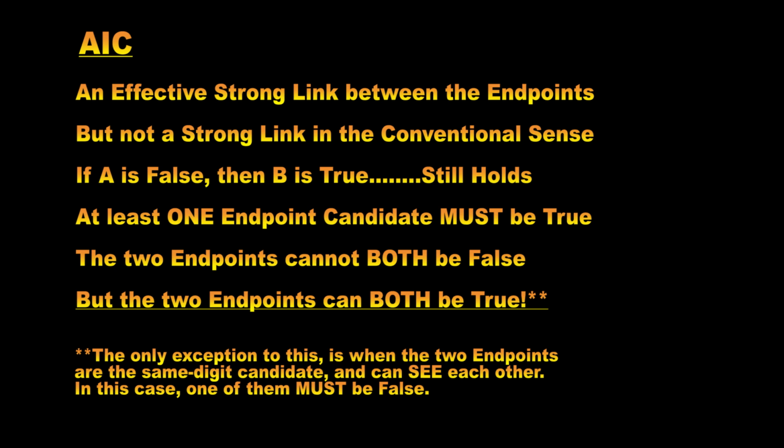And knowing this allows us to eliminate other candidates in the puzzle based upon their positions in relation to the endpoints of the AIC. Like if the AIC begins and ends with candidate 3, for instance, then any other candidate 3 that can see both endpoints must therefore be false and can be immediately eliminated. Let's take a look.